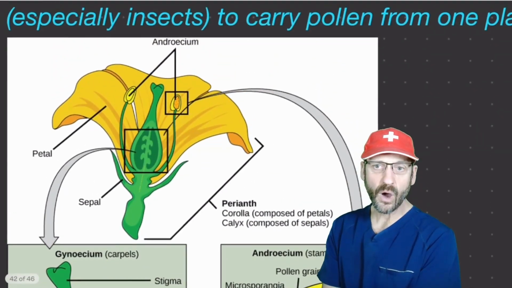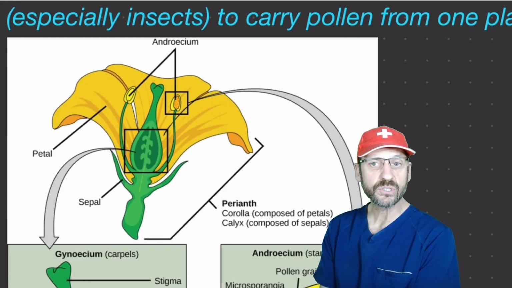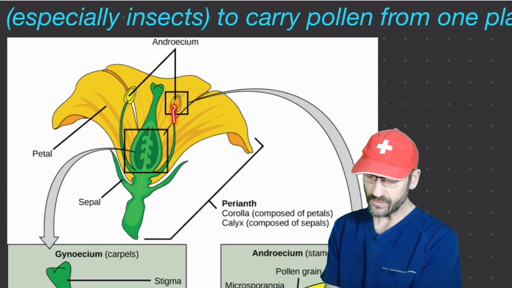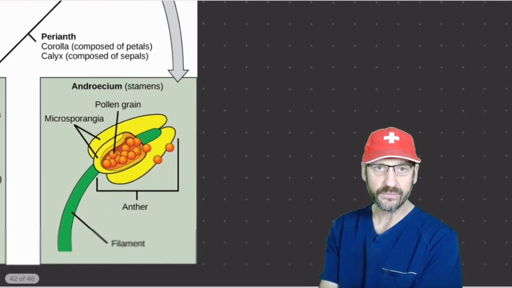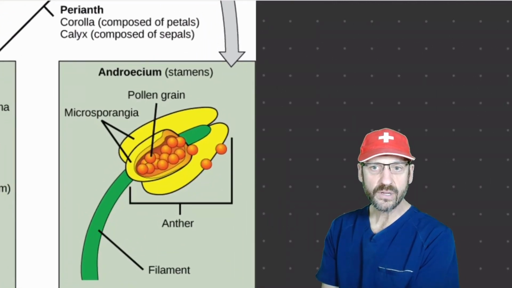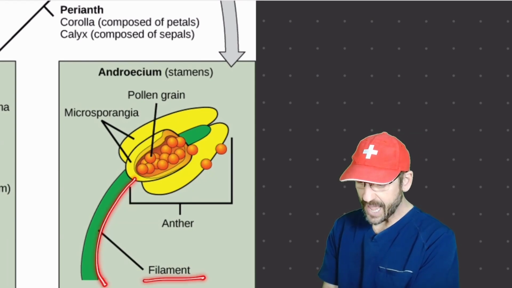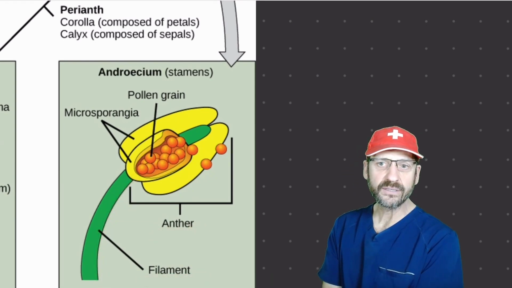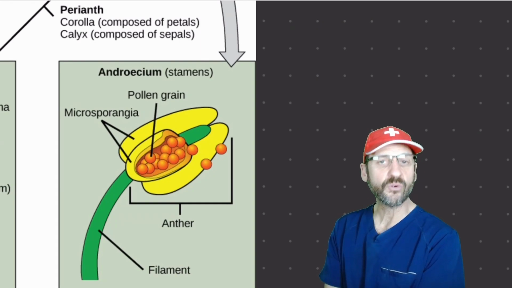Stamens are the male parts. They are also called androecium. And these parts surround the pistil. And you can see that right here. And there's a close-up right in here. The stamen has two main parts. They have a filament, which is the stalk, and an anther, which is a sac at the tip of the filament where microspores form the pollen grains.